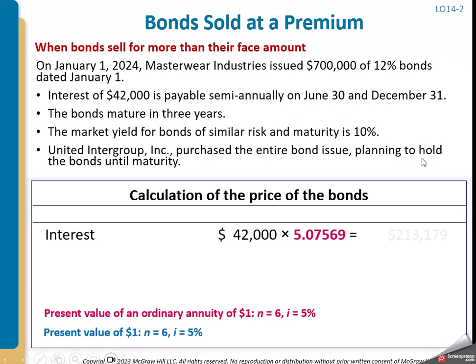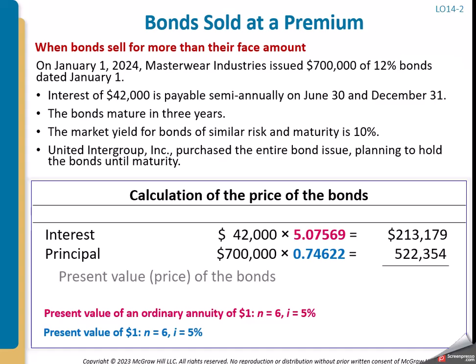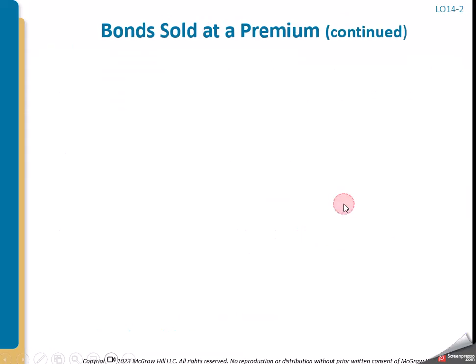Okay, then bonds could also be sold at a premium. So if the market rate goes the other way, to say your bonds are paying more than similar bonds in the market, then people will pay extra. So again, they show you the tables. I'm going to go to the next slide.